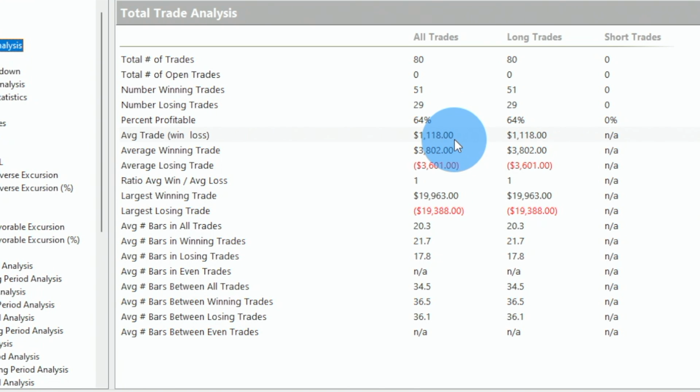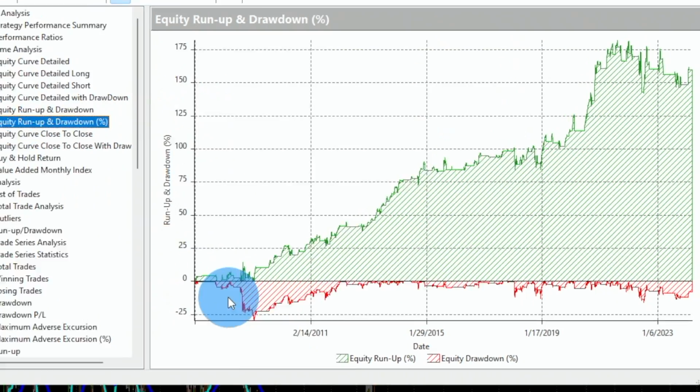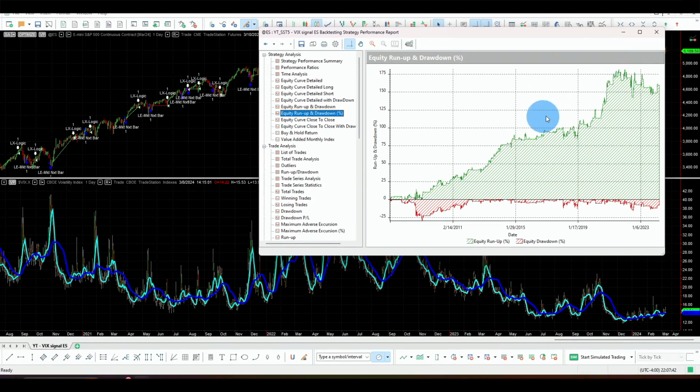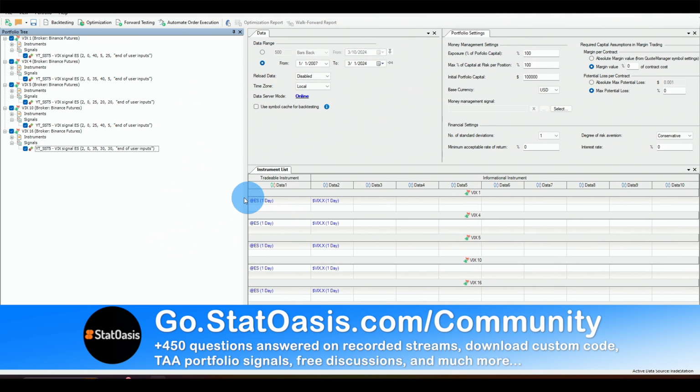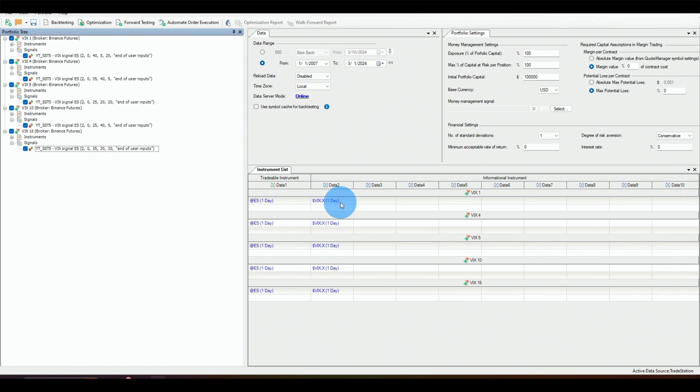This is for the ES. So this is a huge average trade. And this is the equity curve. So here are 5 strategies. So as you can see, I'm trading the ES futures and using data 2 as the VIX index. And I'm using the signal from the VIX index, the moving average crossover, to enter and exit the ES.